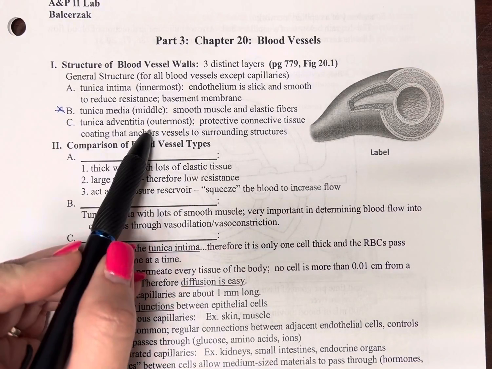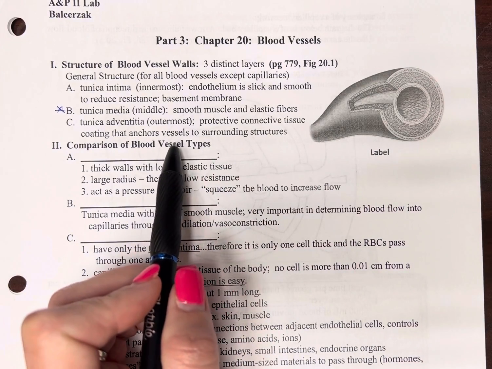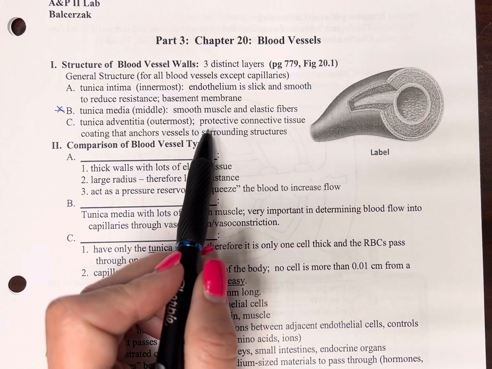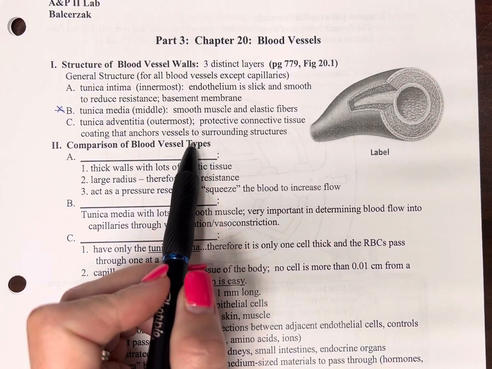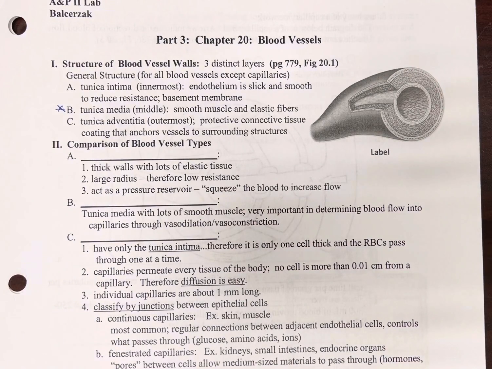And then on the outside, the tunica adventitia, and this is what helps protect them from getting injured from the outside and keeps them in place where they're supposed to be.